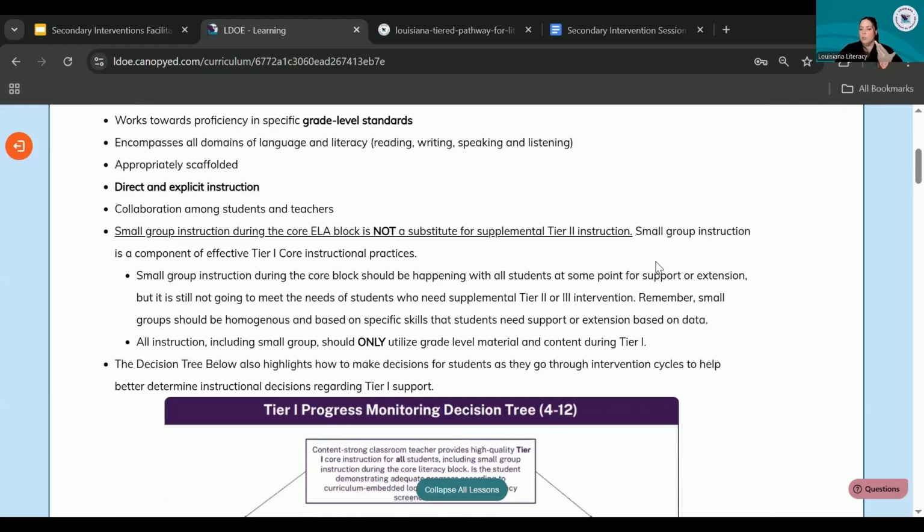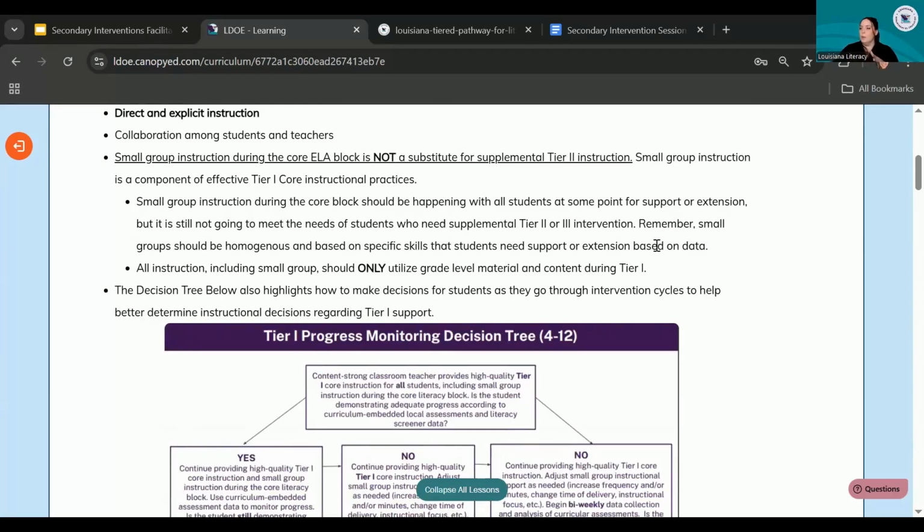Small group instruction that's going on during that core Tier 1 lesson should be happening, but it is not the same thing as your Tier 2 supplemental instruction. So small group instruction during the Tier 1 core block could be for students who need further support, but also could be for extension for the students who need to further extend their learning. It's not necessarily going to meet the needs of that supplemental support or that intervention support in Tier 3. Those groups should still be homogenous, and they should still be based on the data that you have from your classroom, so that you're working on the same specific skills with those groups of students.